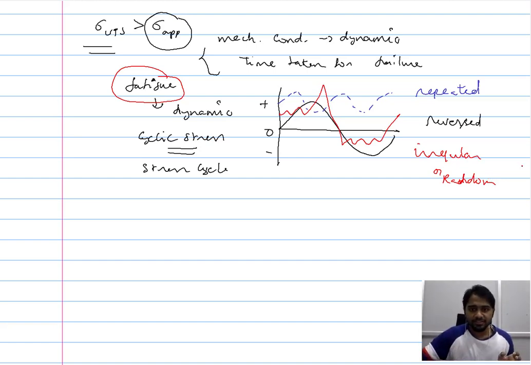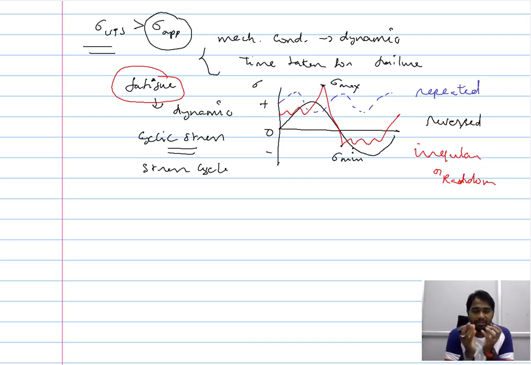Now, despite these differences in the stress cycle, one can identify two definite parameters. Even though the trends of these different stress cycles vary largely, one can identify definite points in these stress cycles. One point is the maximum stress, the other is the minimum stress. So irrespective of the nature of the stress cycle you introduce in your fatigue testing, it is possible to identify two spots, the maximum stress and the minimum stress.